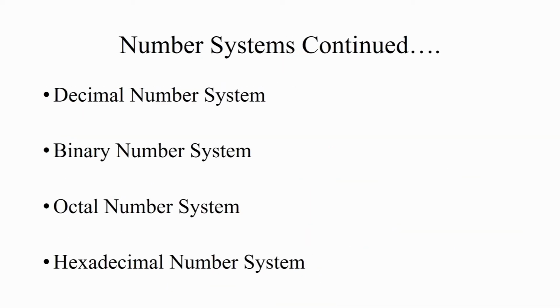Similarly, we talk about the octal number system. Why is it called the octal number system? Because the value of base R is equal to 8. This means the digits used are 0, 1, 2, 3, 4, 5, 6 and 7. If a number system is built from the digits 0 to 7, then it is called an octal number system.